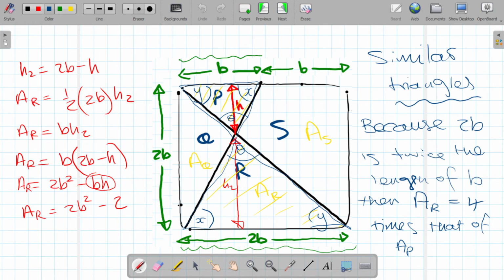Because 2B is twice the length of B, then the new area of triangle R is 2 squared. Or if you like, 4 times as big as triangle P. And so we've now got 3 areas. Well, the next bit requires a little bit of algebra because we have to find out the length of B. So we need to use this formula here, given that we now know that AR is equal to 4.